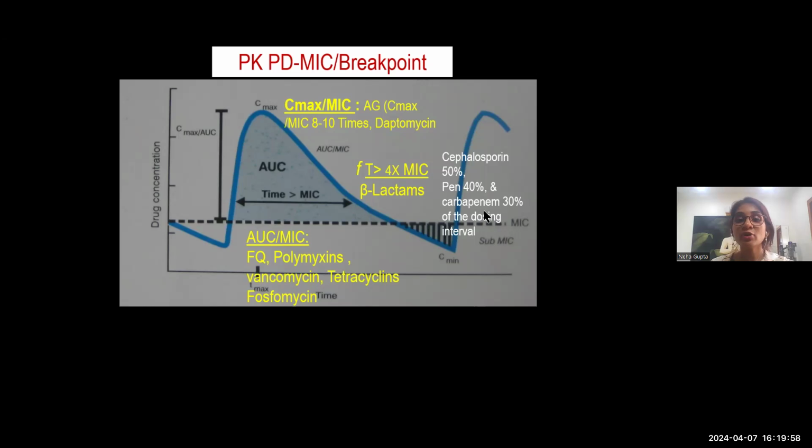At least for the carbapenems, it is 30% of the dosing interval, and in critically ill patients, ideally it should be 100% of the dosing interval. So what is the clinical implication? That these drugs, the beta-lactams, have to be given as more frequent dosing. The drugs which have got concentration-dependent kinetics, they have to be administered as a single daily dosing. And usually the drugs which have got AUC by MIC and have got long half-life, they have to be given as a loading dose followed by the maintenance doses.